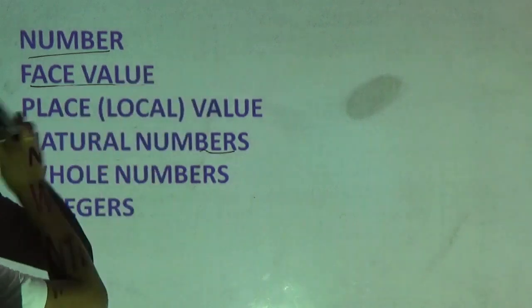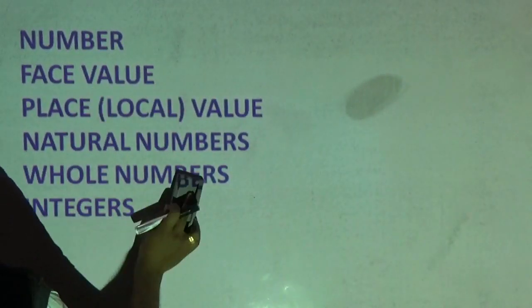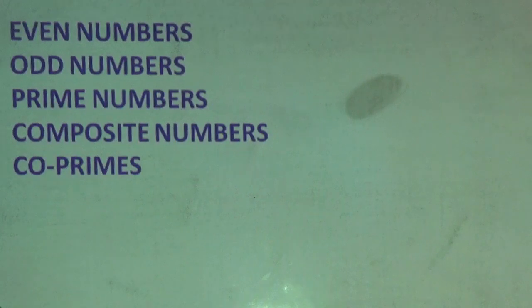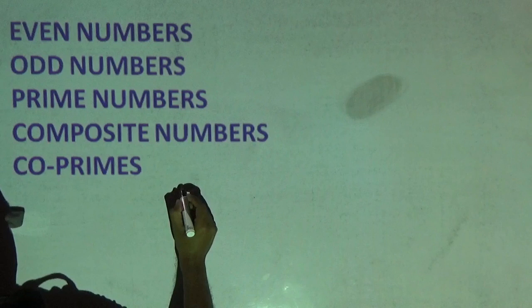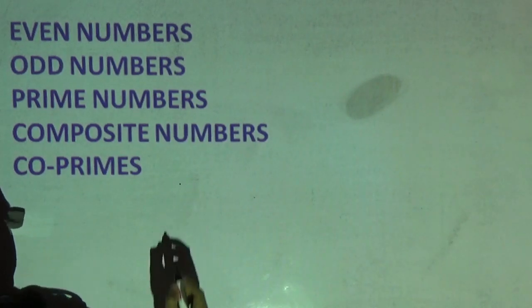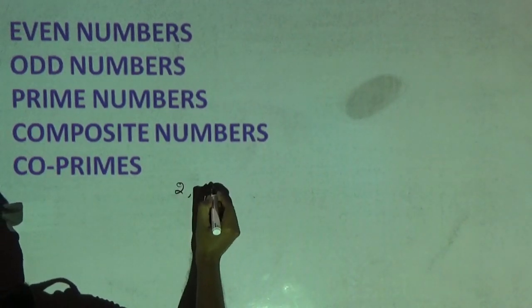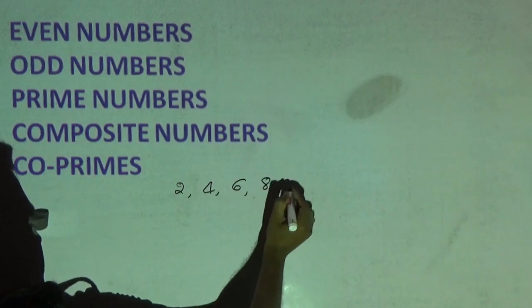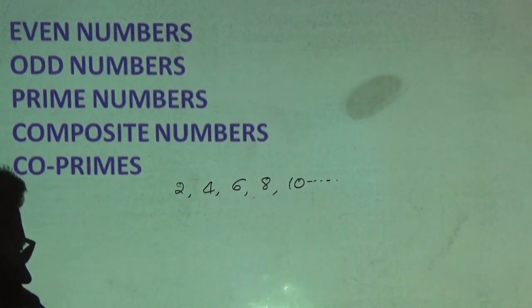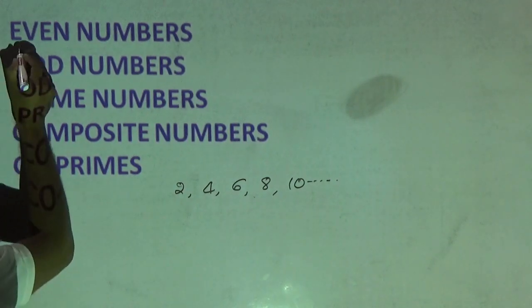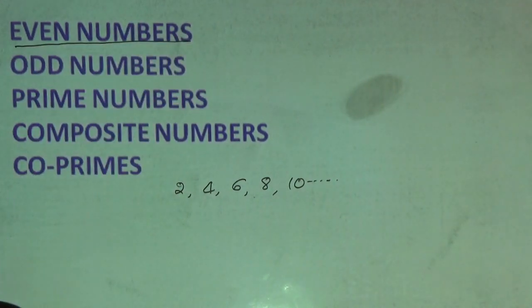Now I'll go for the next topic. Now I need to tell you what you mean by even numbers, odd numbers, prime numbers, composite numbers and co-prime numbers. Please see. What do you mean by even numbers? Even numbers are the numbers which are divisible by 2. Example, 2, 4, 6, 8, 10, and so on. These are called even numbers.